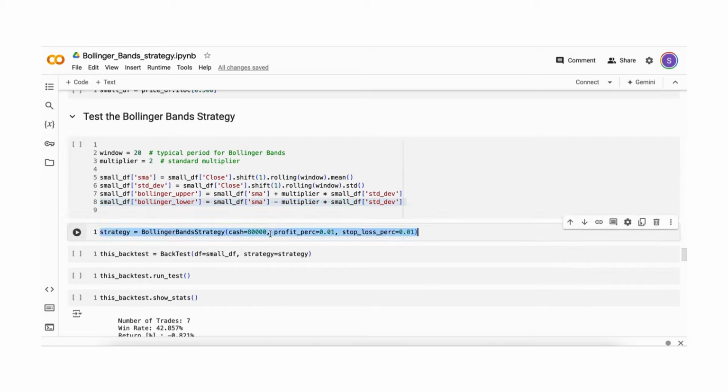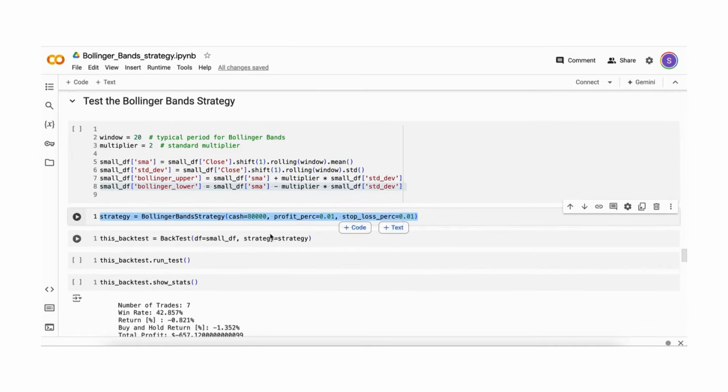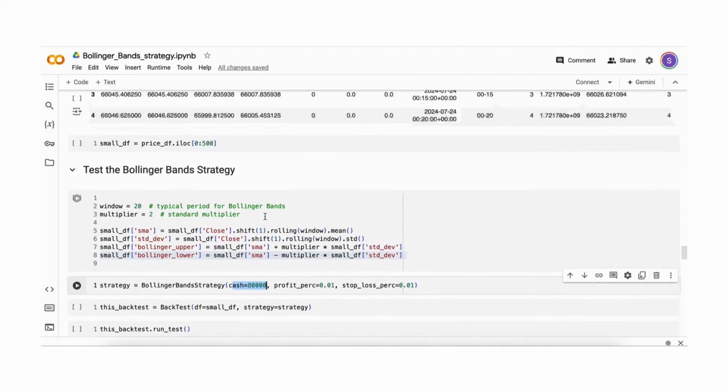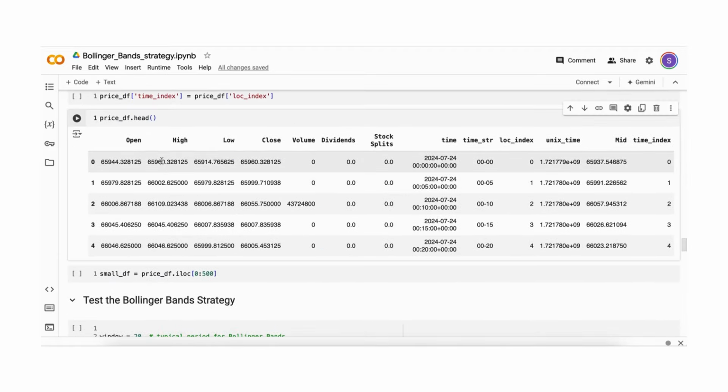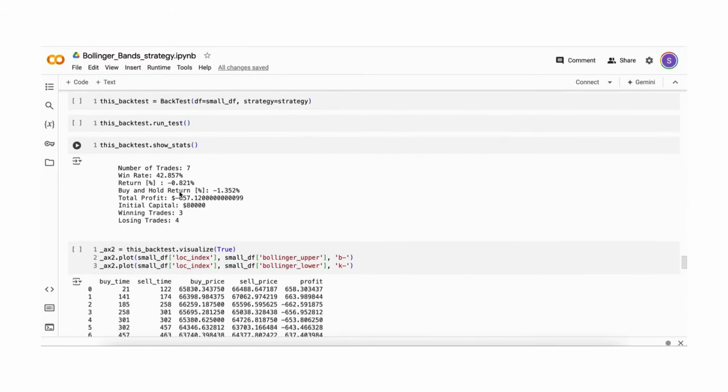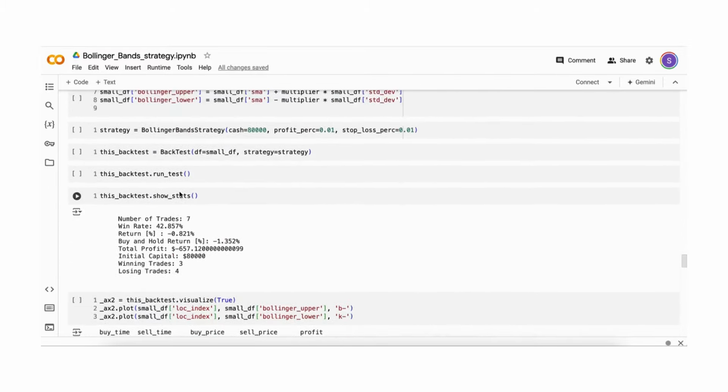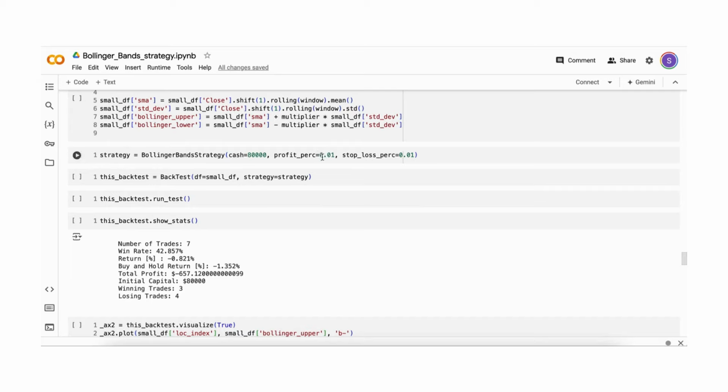Now we use our backtesting library, which I will link to in the description below. I have a whole video on how we defined our backtesting library. But we say that we start with a cash of 80K, which roughly would allow us to buy 1 Bitcoin at the prices defined here, around 65K. And then we have a profit and loss percentage which is fixed at 1%.